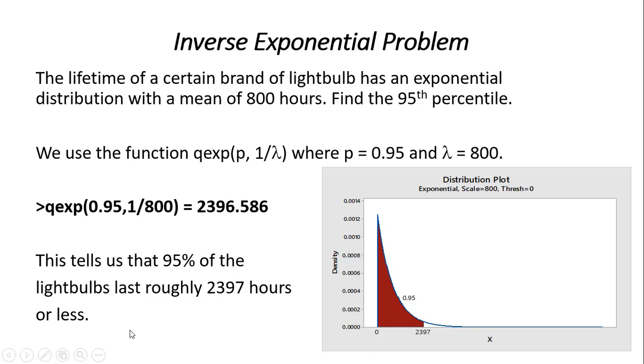So again, we would think of this along the lines that 95% of the light bulbs last roughly 2,397 hours or less. As a distribution plot from Minitab, here's what we get. 2397, and the probability that it's less than or equal to this is 0.95. This also tells us, using the complement, that 5% of the time the light bulbs would last longer than 2,397 hours.